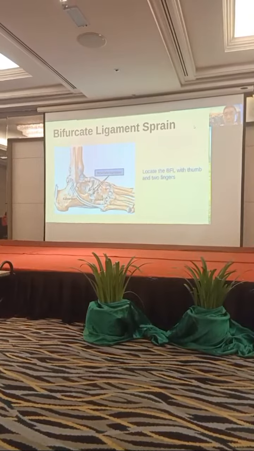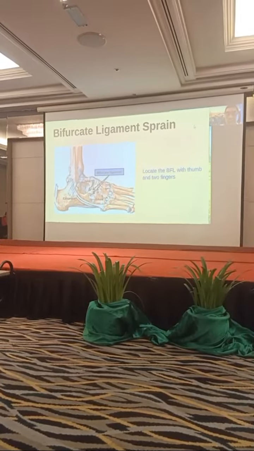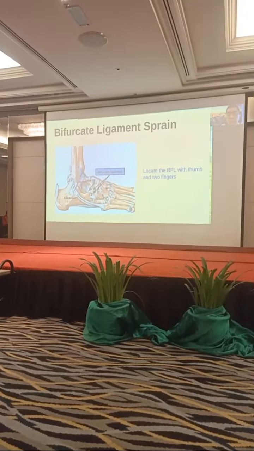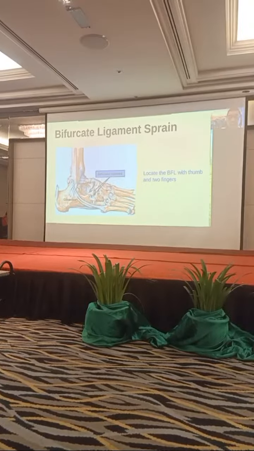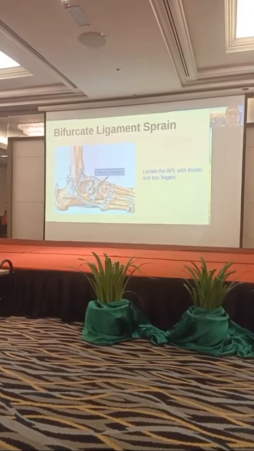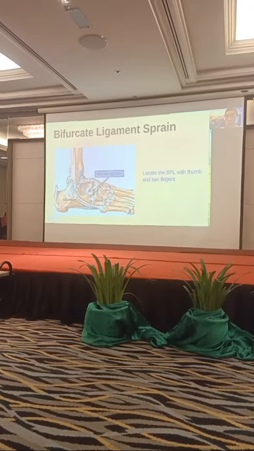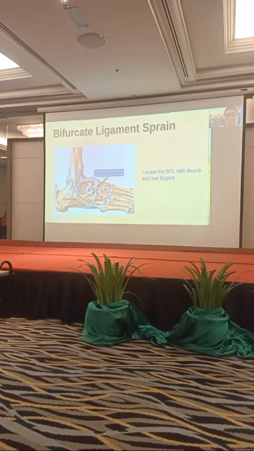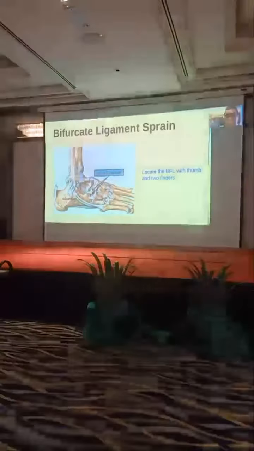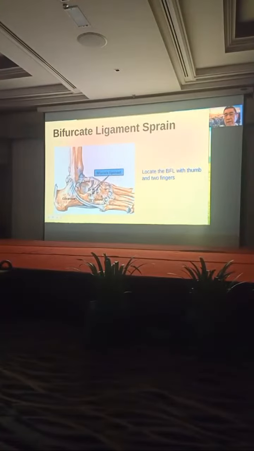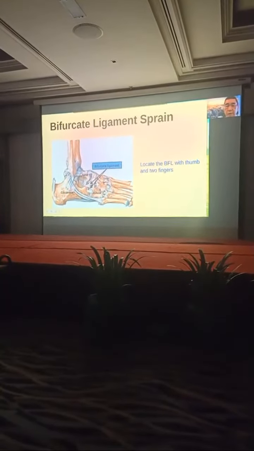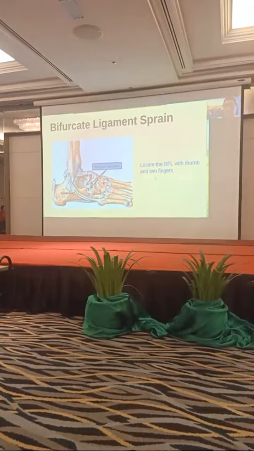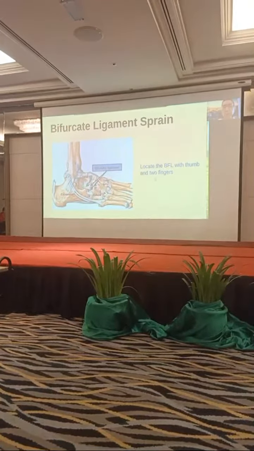And any pain and tenderness in that exact region will make you suspect that the patient has a bifurcated ligament injury. This is different from a lateral ligament injury, where the pain and tenderness will be felt more proximally, nearer to the tip of the fibula. The treatment in this case is very similar to that of an ankle sprain. It consists mainly of rest and some functional rehabilitation.